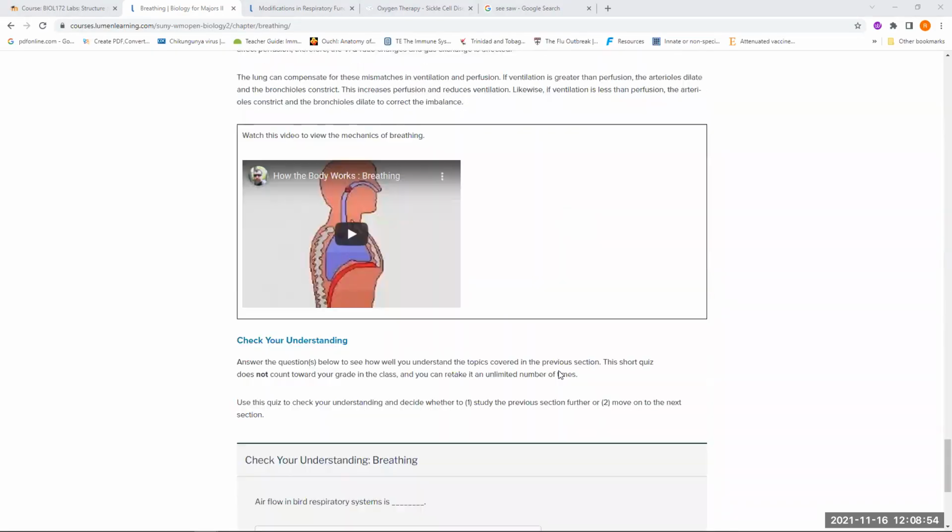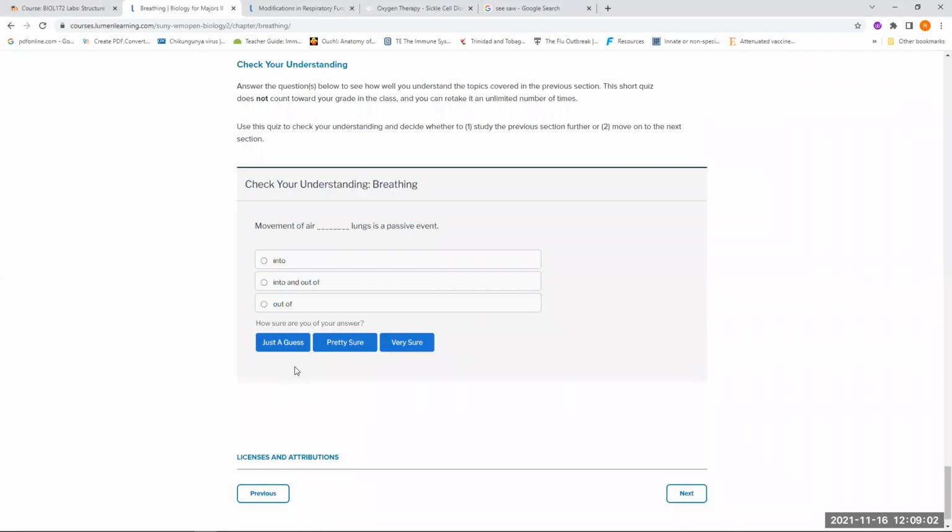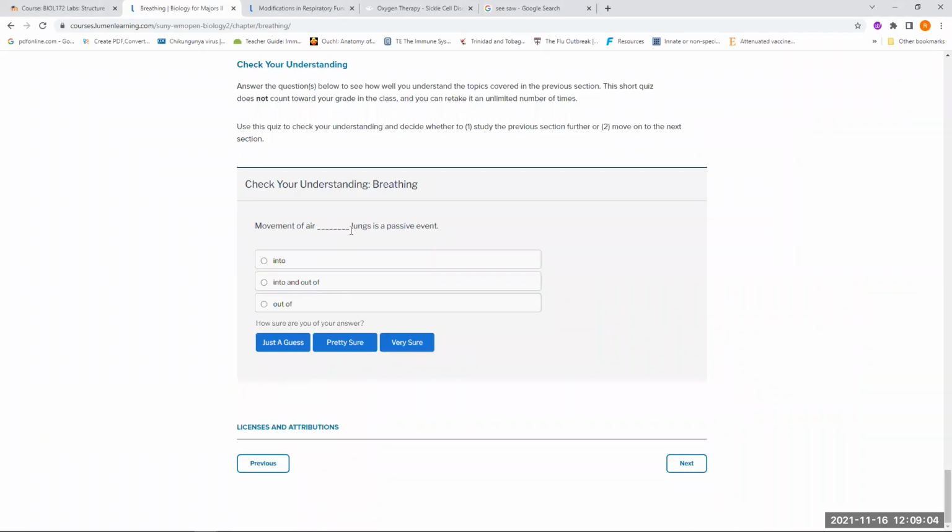Let's have a look at the questions. Movement of air blank lungs is a passive event, which means passive means no energy involved, no ATP. Into, out of, or both in and out of the lungs doesn't require any energy. Both of them? Is it just a guess, or are you sure or very sure?